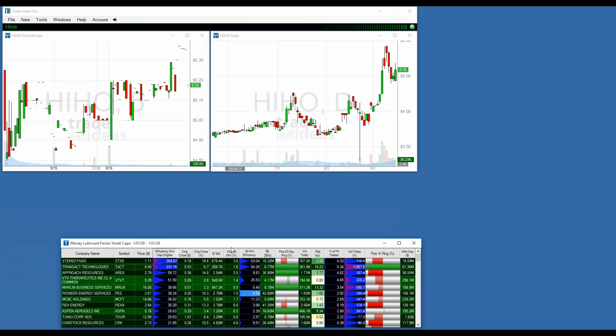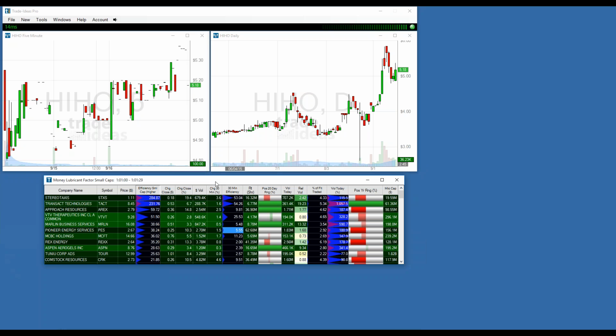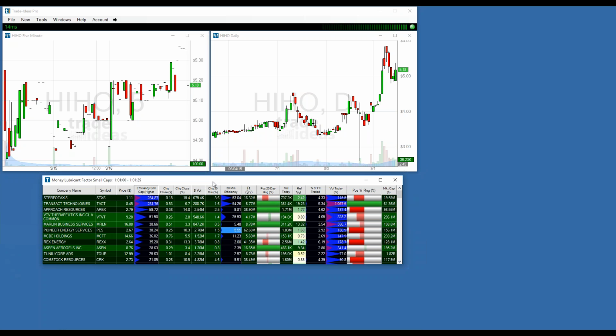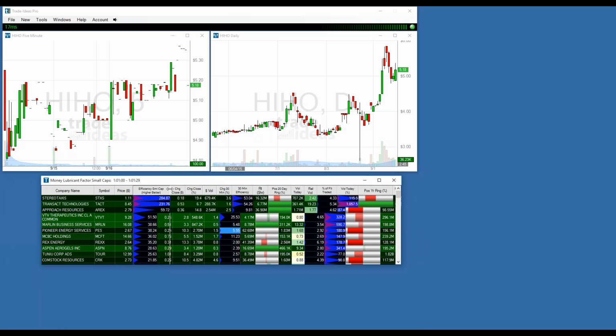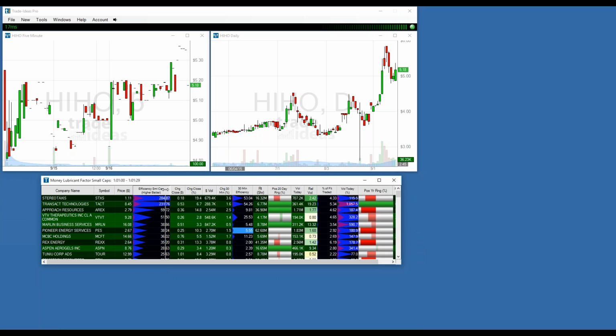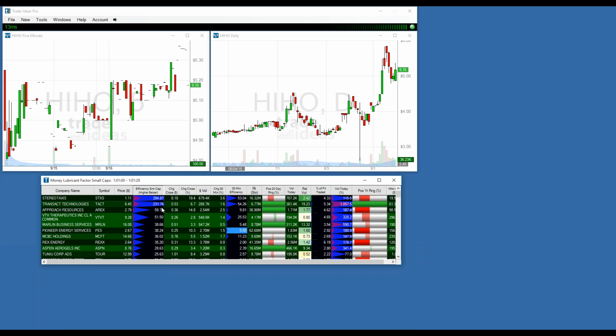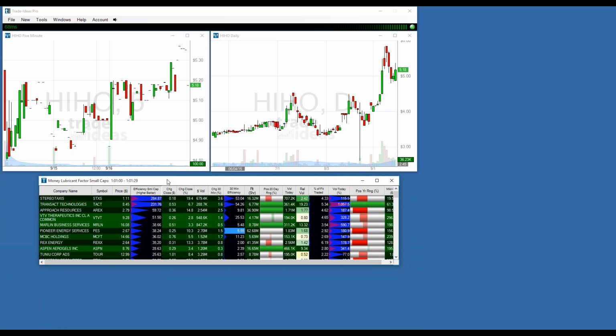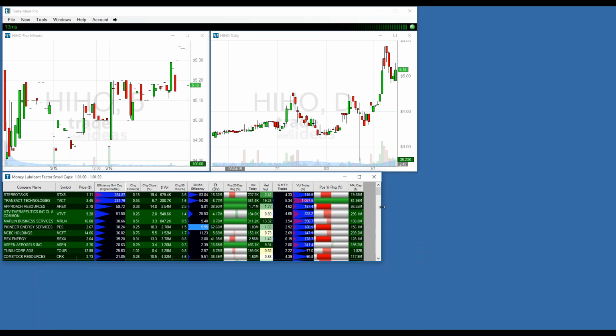So I'm going to minimize this window, and I'm going to show you guys now what we call the money lubricant factor. This is a column called efficiency small cap. The higher the number, the higher the efficiency. It's also important to point out that we're really using the ranking technology inside of these top lists. It's not as important, the value of that number, as it is that number compared to the other symbols present in that list. So just keep that in mind as we're going through it.